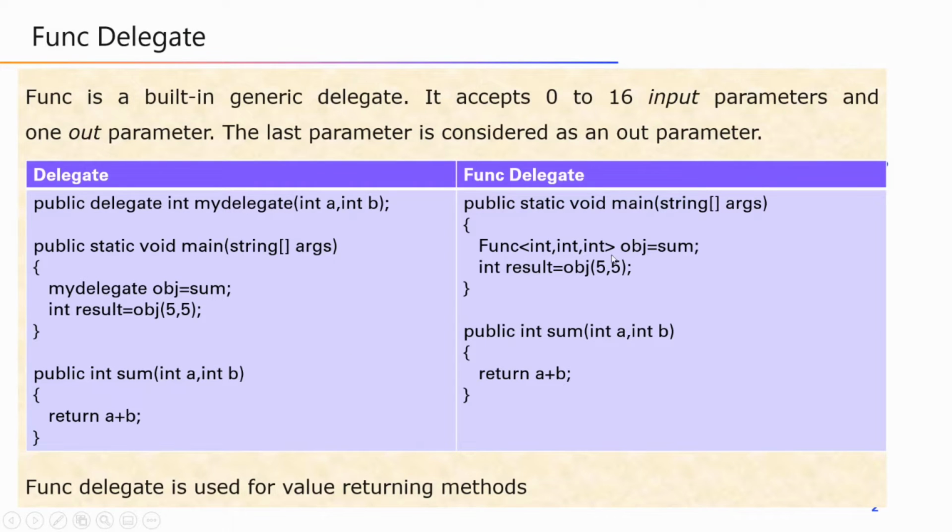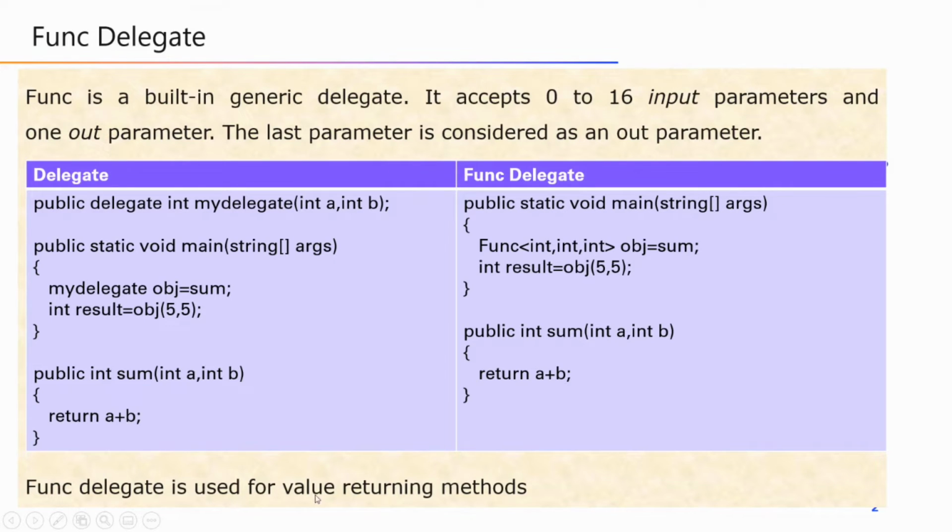But by using func keyword, we assign our method directly to func object. Inside func angle brackets, we have to pass the number of parameters data type of the function. Here, some method having two parameters, both are int data type. So, int comma int, and the last parameter should be out parameter, which is considered as return type and used for result. Here we are returning int value, so the last parameter type is int.